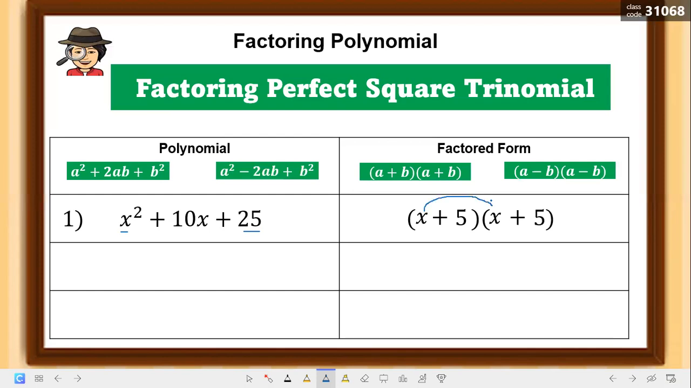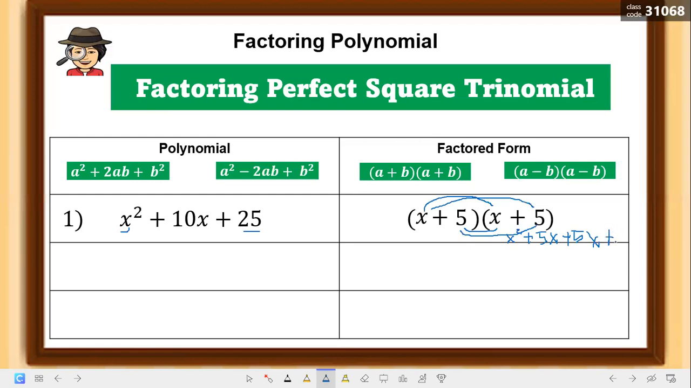X times X. What is the product? X squared. Bumalik siya. Okay. X times 5. 5x. Sige, isulat muna natin. X square yan. Tapos, plus 5x. Dito naman sa inner, 5 times x. 5x. Plus 5x. Then yung last term. 5 times 5. 25.